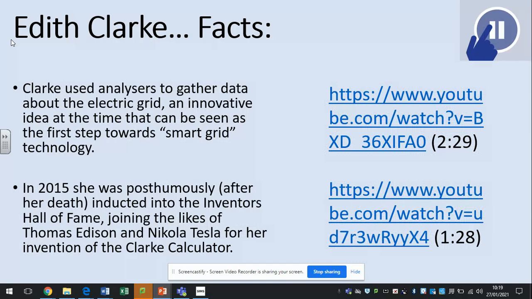Now, she used analyzers to gather data about the electricity grid. It was an innovative idea at the time that can be seen as a first step towards a smart grid technology. So it's putting power where it needs to be.